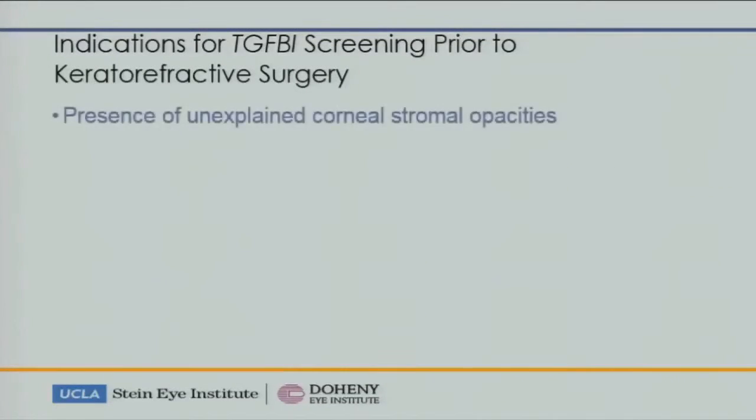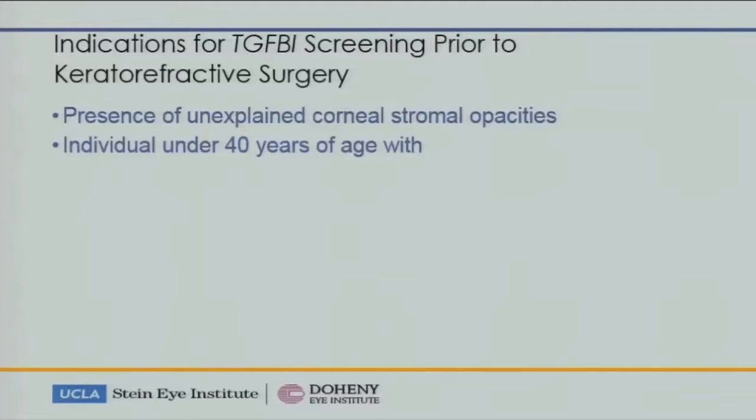So what are the indications for TGF-beta screening prior to keratorefractive surgery? Well, presence of unexplained corneal stromal opacities. Like in that case I showed you, the second case, had opacities, somebody said scar, somebody else said dystrophy. You don't know. If you don't know, you better know if you're considering keratorefractive surgery.